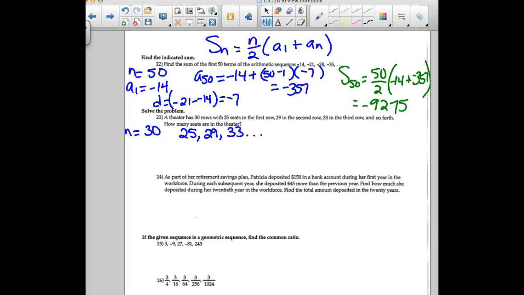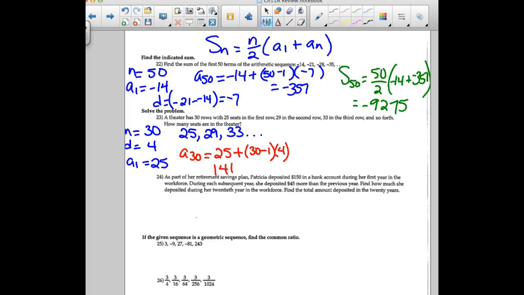So we can look at this and say our common difference is going to be 4. We're adding 4 more seats to each row. In order to sum this arithmetic sequence, we are going to need to know our first and last terms. We know our first term is 25, but we are going to have to figure out how many seats are in that 30th row. So we're going to find a sub 30. We take our first term plus n minus 1, so 30 minus 1, times that common difference of 4. So 25 plus 29 times 4, our 30th row should have 141 seats in it.